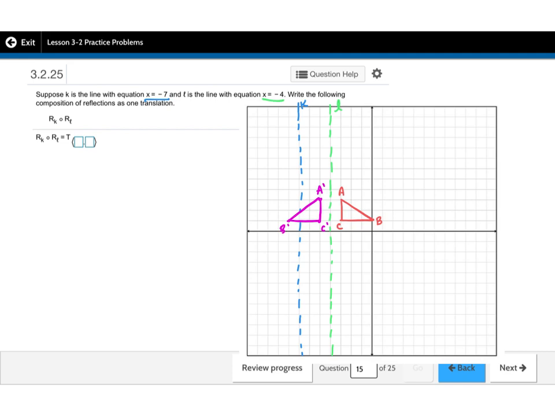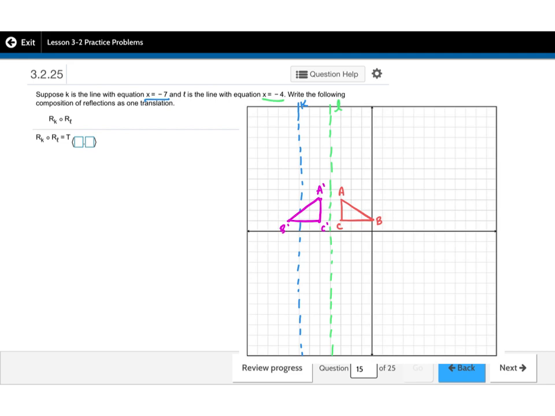Now we're going to take that pink triangle and flip it across line K. We're going to do the same idea. A prime, which is currently 2 units to the right of line K, is going to end up over here 2 units to the left. C prime is going to end up 2 units to the left of line K. B prime, which is currently 1 unit to the left of line K, is going to end up over here 1 unit to the right.